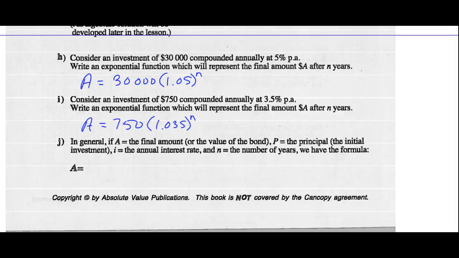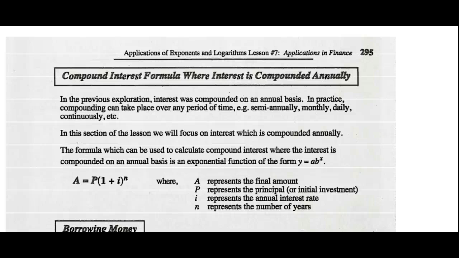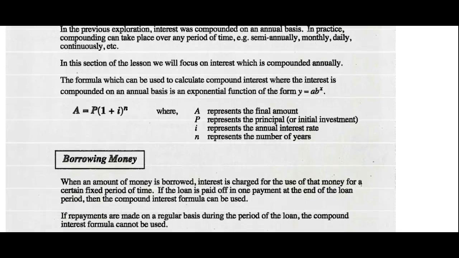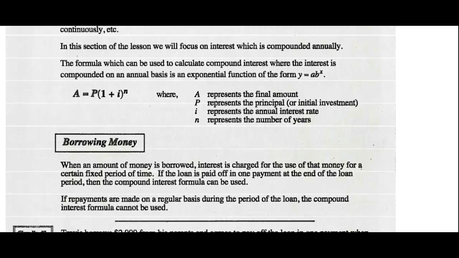In general, A is the final amount, or the value of the bond, P is the principal or initial investment, I is the annual interest rate as a real number, and n is the number of years. We have the following formula: P times 1 plus I to the exponent n. So if we look at compound interest, we're only going to look at compounding annually. That's step one. We're just going to deal with compounding annually here.